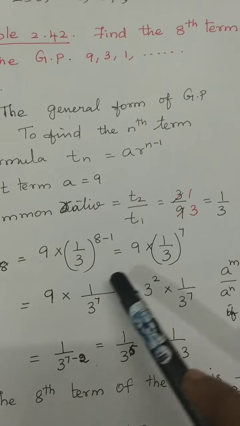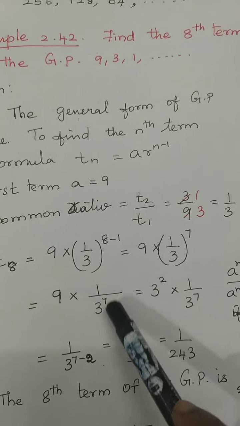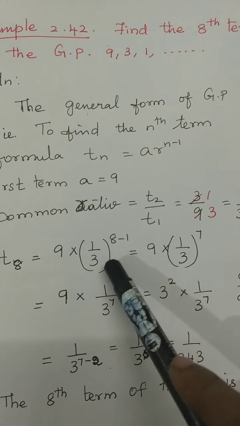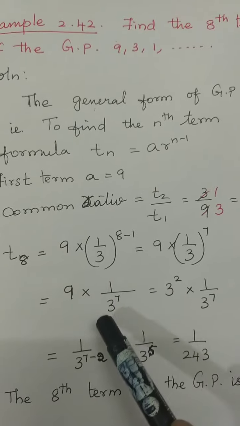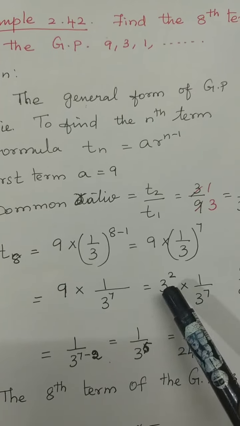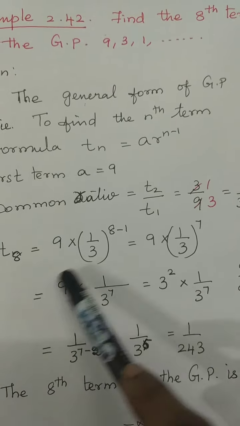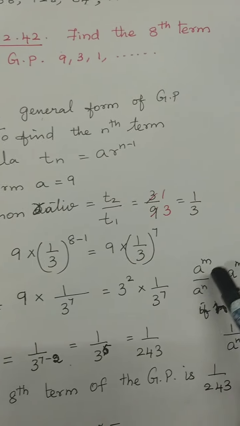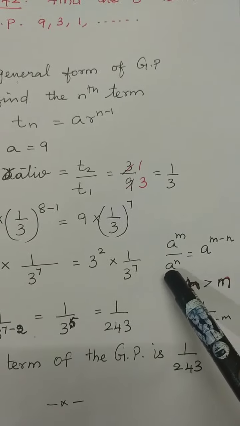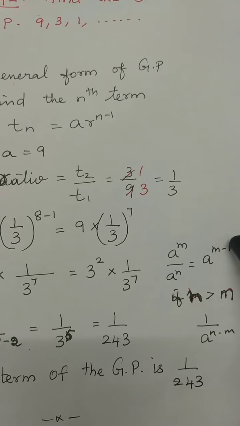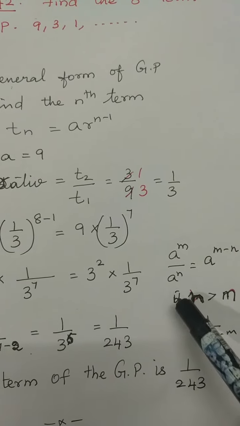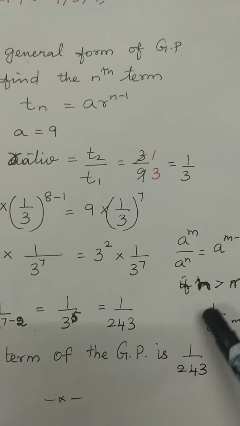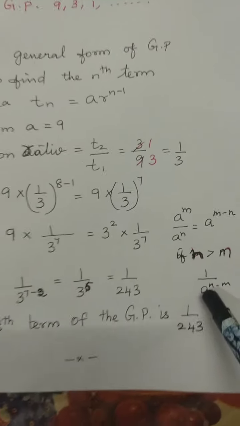Then we can give the powers to numerator and denominator. So 1 power 7 is 1, 3 power 7. And next we can make this as 3 square into 1 by 3 power 7. We know the formula a power m by a power n equals a power m minus n. If the denominator, that is n, is greater, you have to bring this m down. So 1 by a power n minus m.